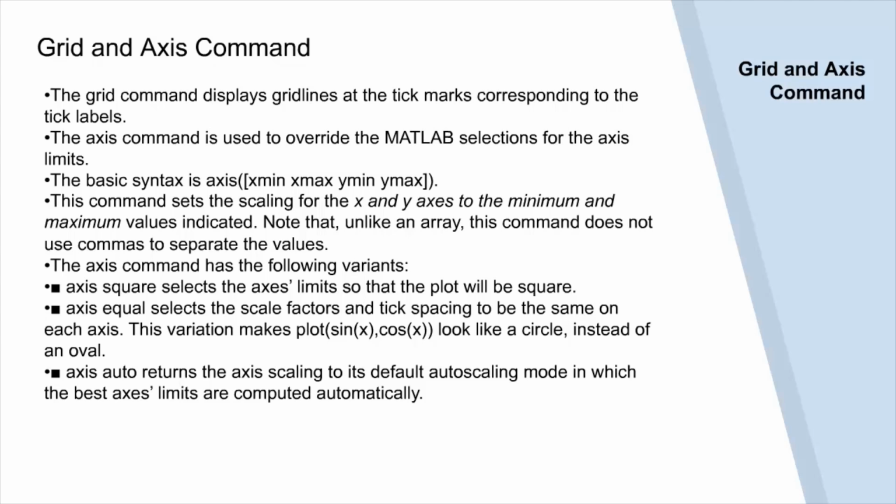So for example, if we plot sin x and cos x against each other, and if we use axis equal, the plot will look like a circle instead of an oval. Then we have axis auto that returns the scaling to its default auto scaling mode. So in this case, we don't have to worry about what the x-axis and y-axis scaling should be.